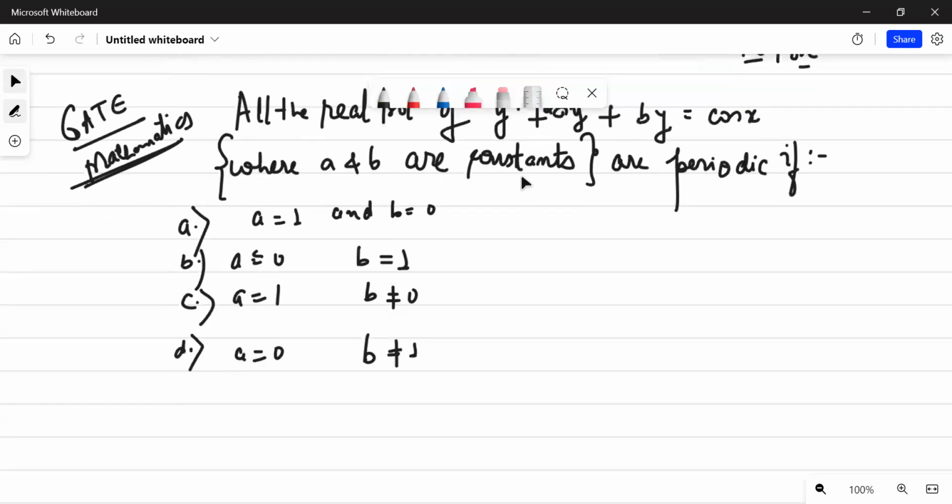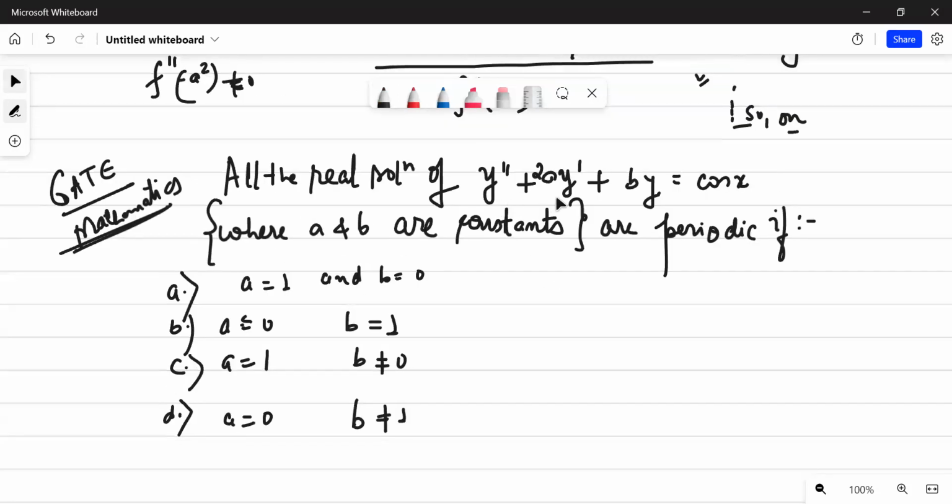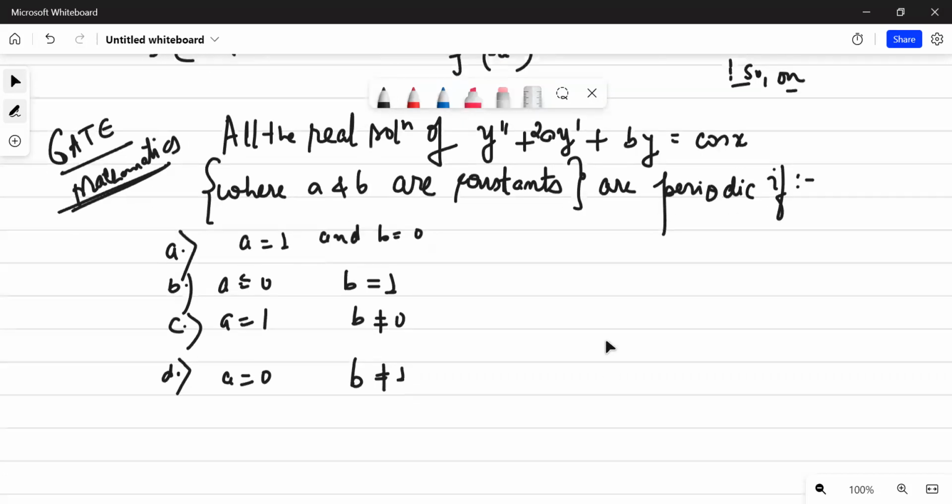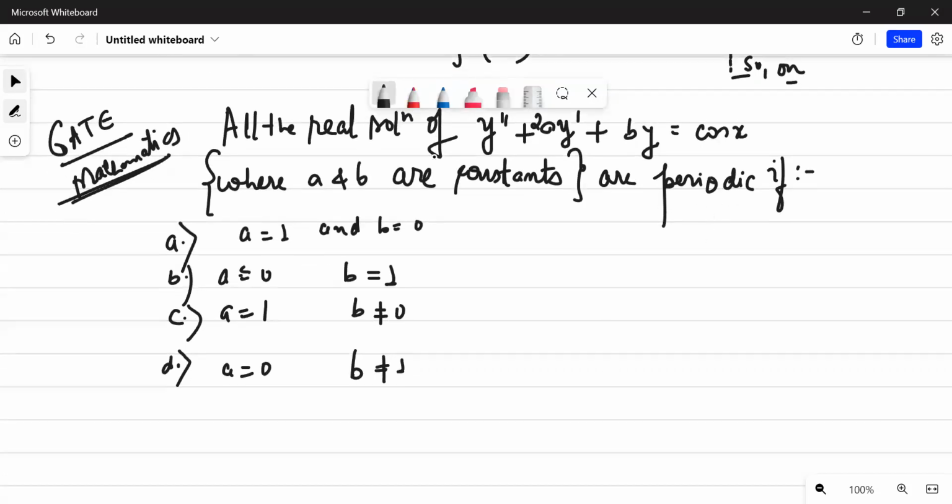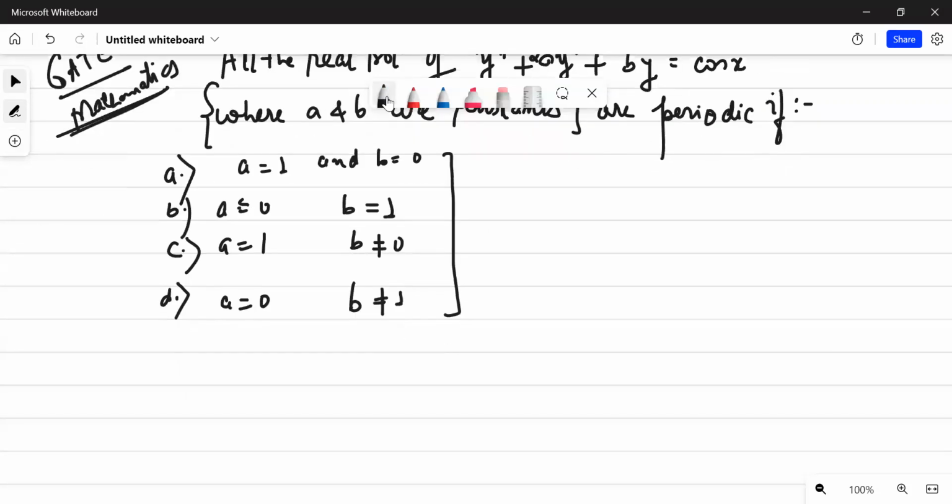So it says that all the real solutions of y double dash plus 2ay dash plus by equal to cosine x are periodic. What does periodic mean? It means your function should be some superposition of sines and cosines. If that is the case, then your function would be periodic. The first thing that comes to mind is to find the complementary function, because the total solution would comprise the complementary function also, no? So let us first concentrate on finding the complementary function.